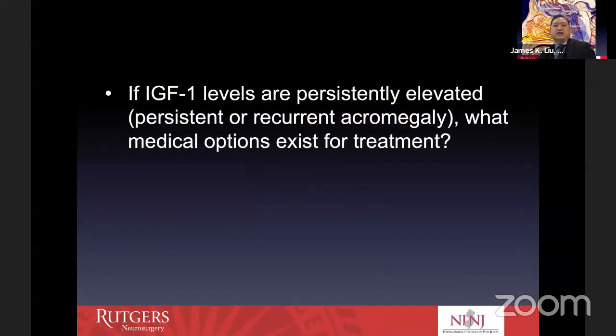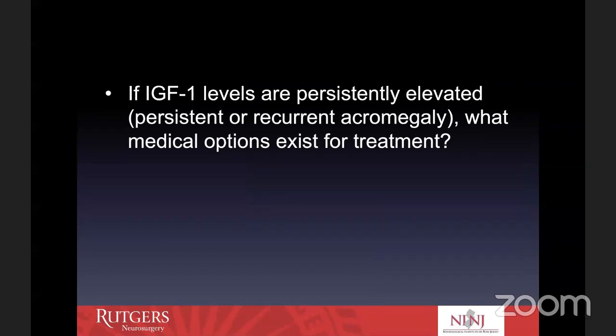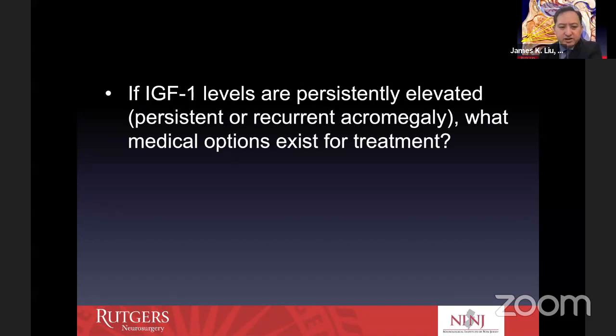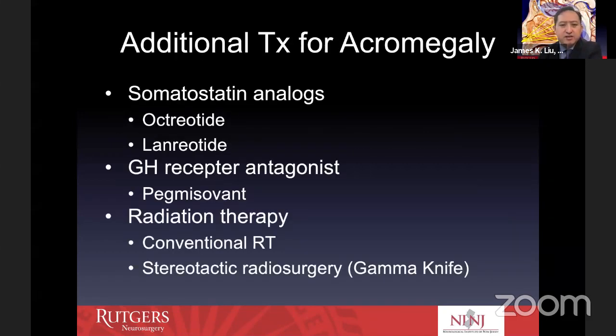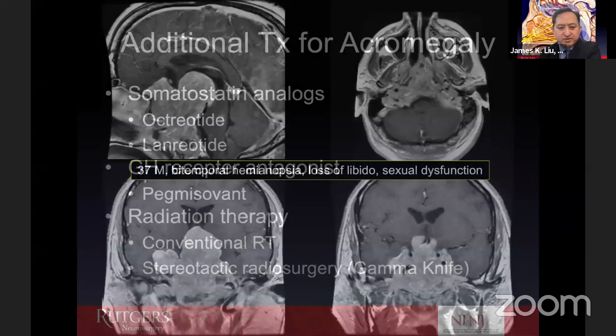So if the IGF-1 is persistently elevated, what are the options after that? Well, I typically wait somewhere between 3 to 6 months for the IGF-1 level. They take some time to normalize, but we always like to do an oral glucose tolerance test to make sure it's not a falsely elevated IGF-1 level. But if it is truly elevated IGF-1 with residual tumor, then we have other medical therapies with somatostatin analogs, and sometimes using growth hormone receptor antagonists to treat these. And of course, if there's any physical radiographic tumor you can identify, you should treat these with radiosurgery.